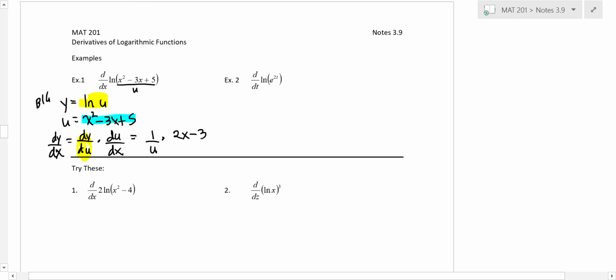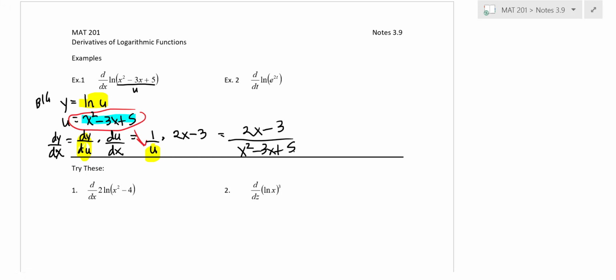Now, when we did it this way, what did you have to do with the u? You had to plug back in what it was. The u is this part right here. So you plug it back in, and then we got the answer. The answer is 2x minus 3 in the numerator, and then all over x to the second minus 3x plus 5. So that's how the chain rule goes if you want to do it that way. But you're not going to do it that way, trust me. Here's the way you're going to do it.